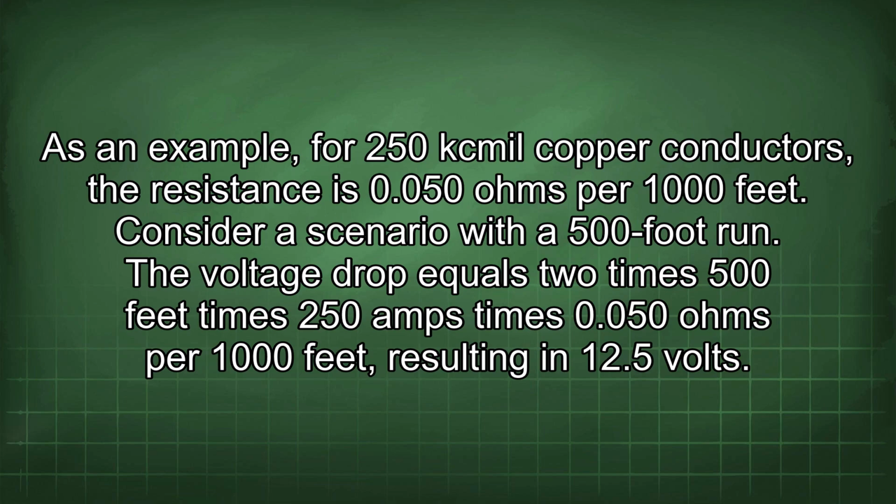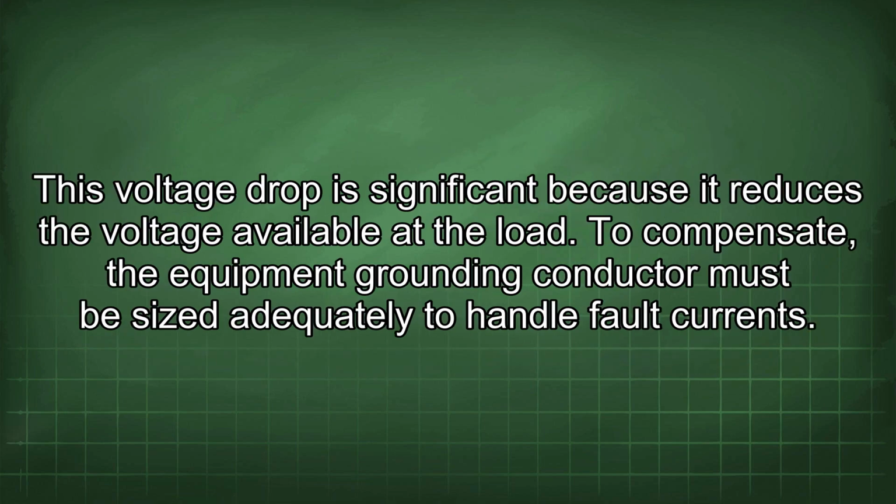Consider a scenario with a 500-foot run. The voltage drop equals 2 times 500 feet times 250 amps times 0.50 ohms per 1000 feet, resulting in 12.5 volts. This voltage drop is significant because it reduces the voltage available at the load. To compensate, the equipment grounding conductor must be sized adequately to handle fault currents.